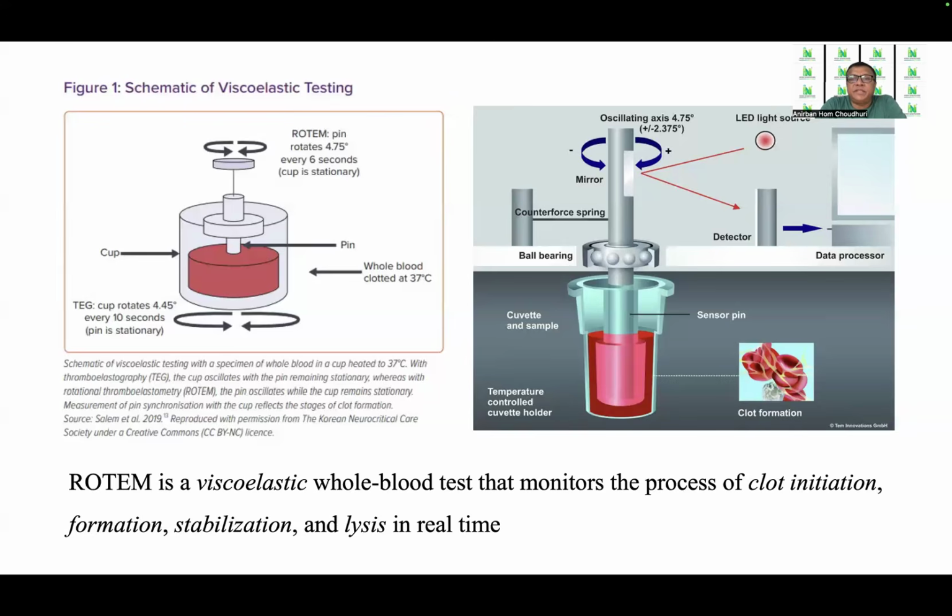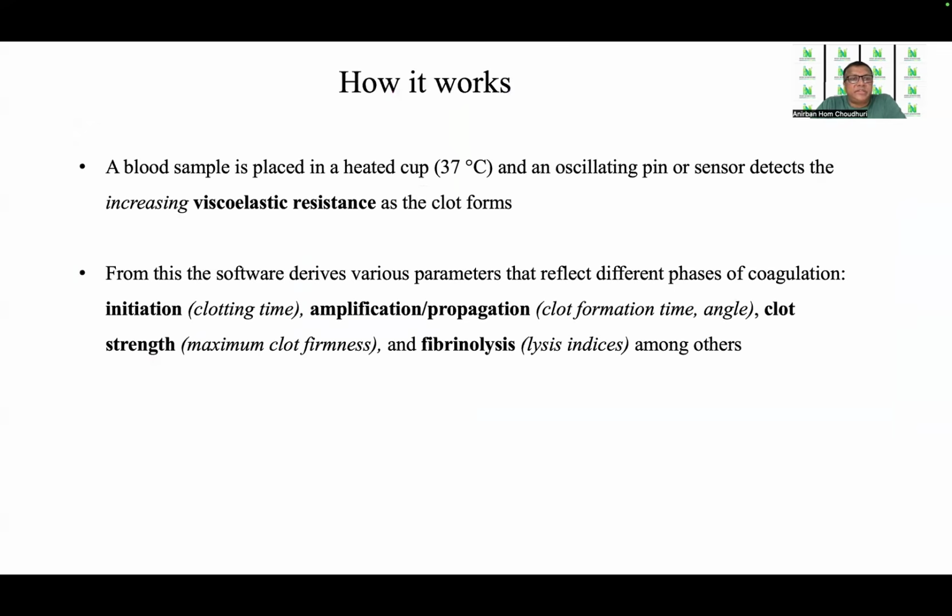Now, you can see that in ROTEM, there is an oscillating axis of 4.75 degrees, and there is a counter force spring over the ball bearing, and with the cuvette and the sample, it rotates, and there is a temperature controlled cuvette holder. And when there is clot formation, this viscoelastic resistance is sensed with the help of an LED light source, and it is detected by the detector, and the data processor processes it into definite distinct forms of images. So this is how it works.